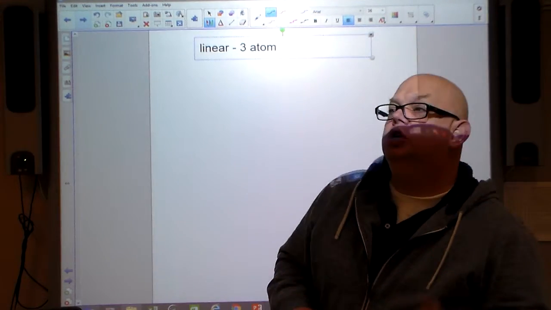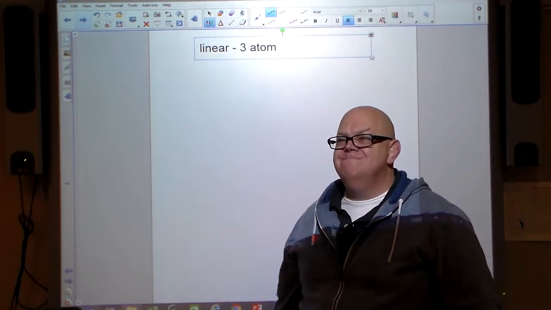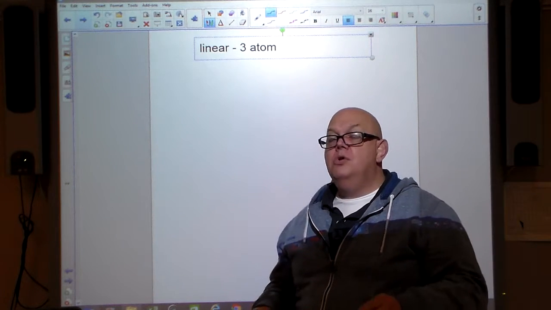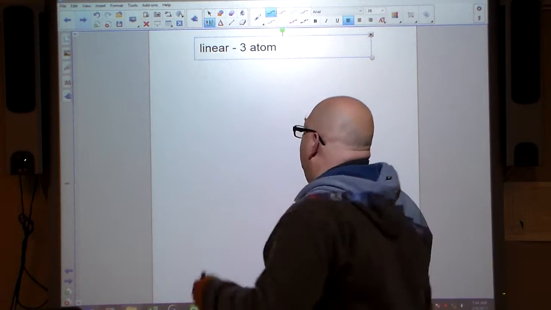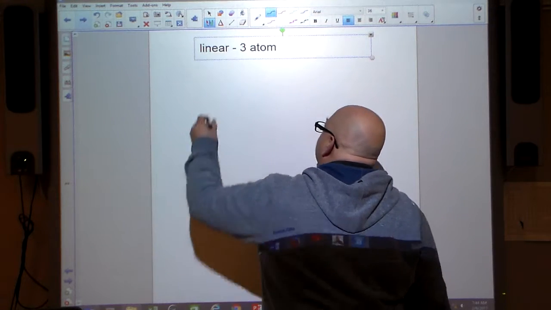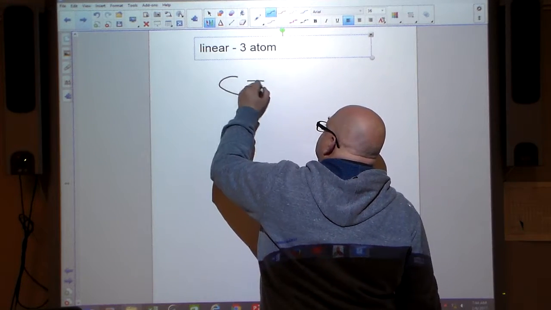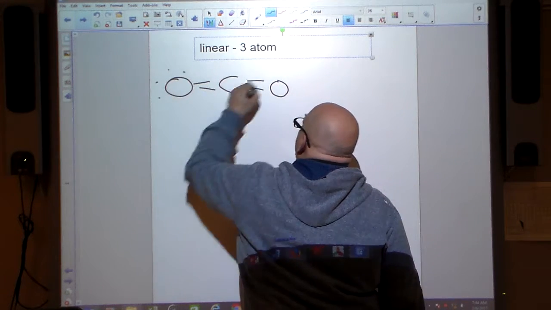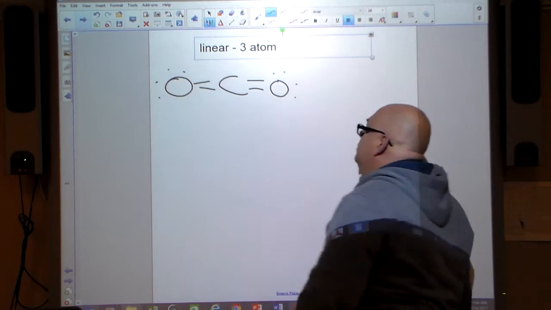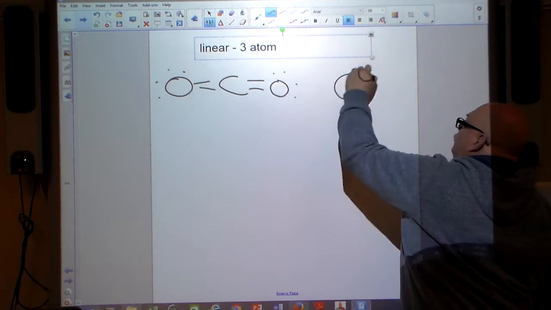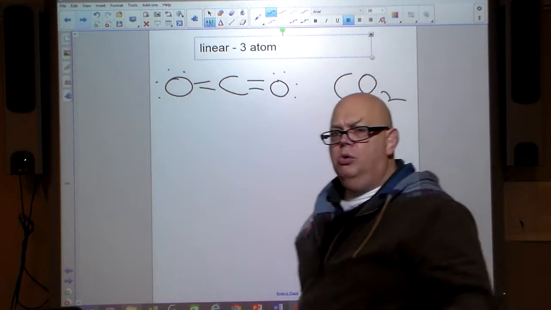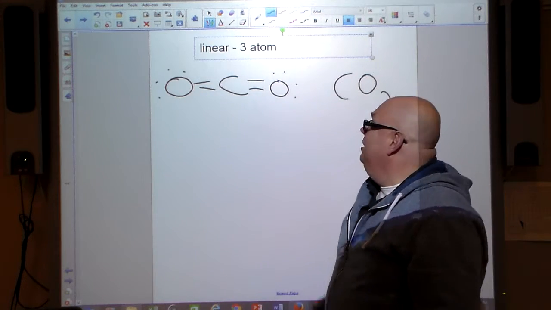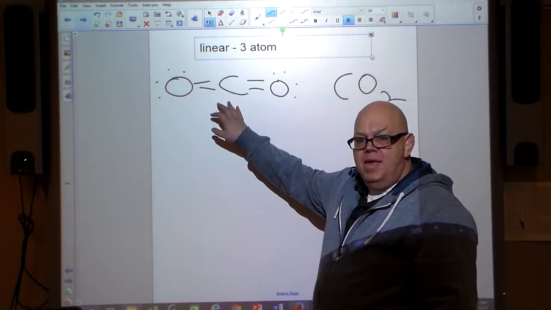Are 3 atom molecules automatically linear? No. Some could be bent, but there are those that can be linear. So what would that look like? Well, let's look at carbon dioxide for a moment. So here's carbon dioxide, good old CO2. How in the world do I know that this is in fact linear? And that's the trick. How do I know that this thing isn't bent?